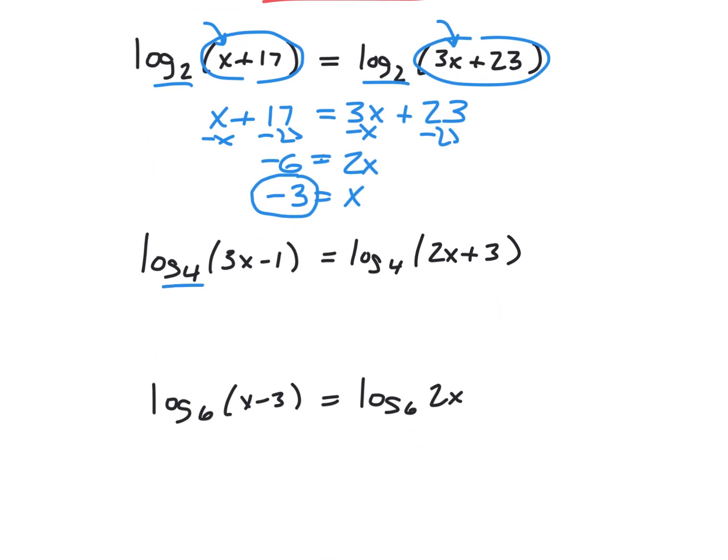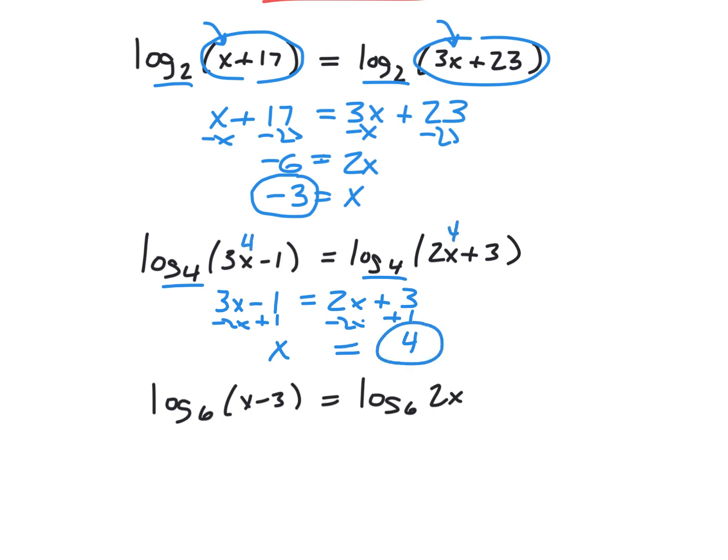Here again, same base, they're set equal. So I'm going to set 3x minus 1 equal to 2x plus 3. I could add 1, subtract 2x, and I'm going to get x to be 4. Plugging 4 in, you can see you're going to have log base 4 of 11 on both sides, so that does check.